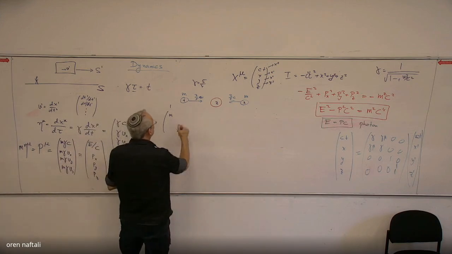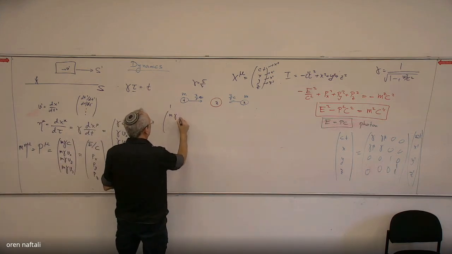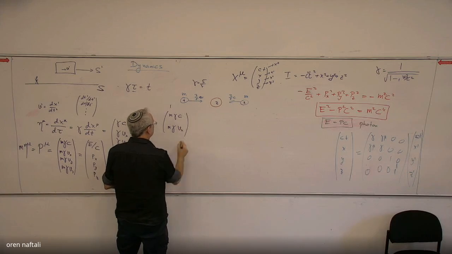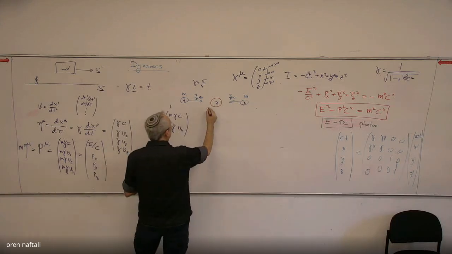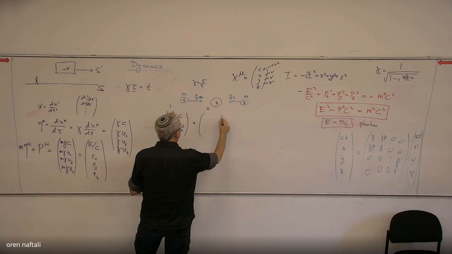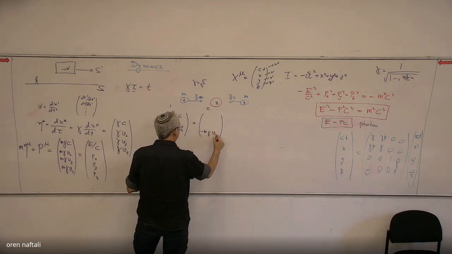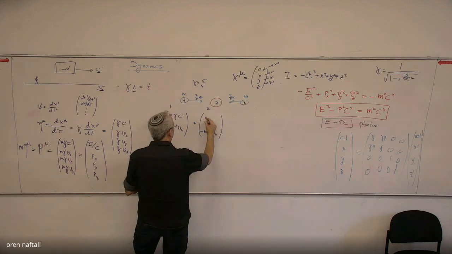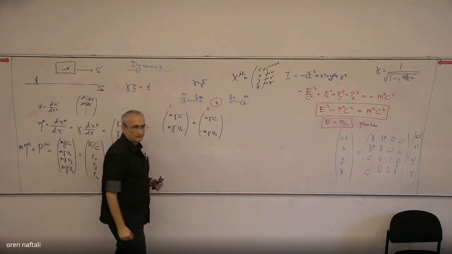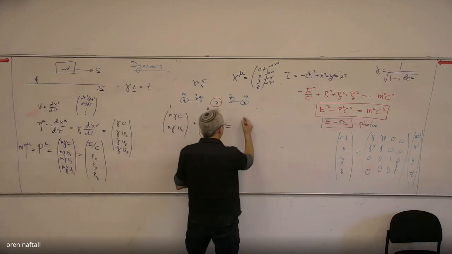And this will be m times gamma times c, and m times gamma times Vx, which is whatever, right? Times Vx. This is particle number 1. What about particle number 2? Before the collision, the momentum is exactly the opposite. And here I have the same m gamma c. Now what's happened after the collision?